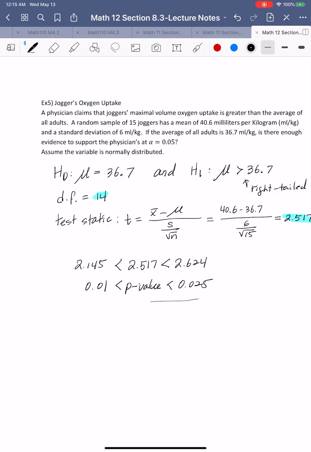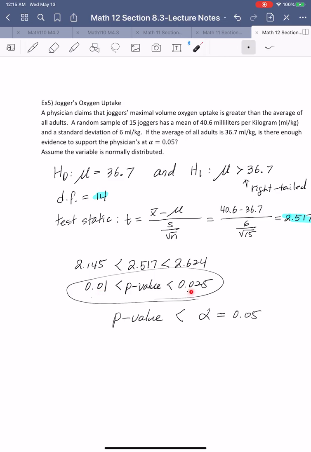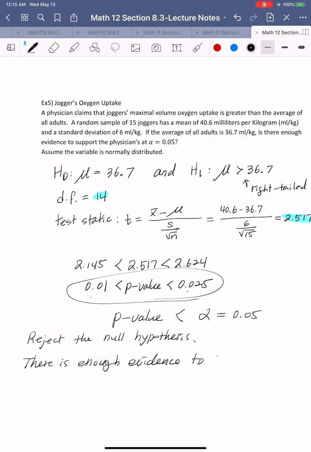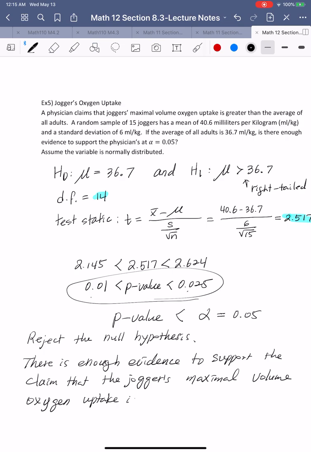Now this is actually the range of the p-value, okay? So is the p-value less than alpha? Alpha was 0.05, and both of the numbers we have here are less than 0.05. So we reject the null hypothesis. That means there is enough evidence to support the claim that the joggers' maximal volume oxygen uptake is greater than the average person.